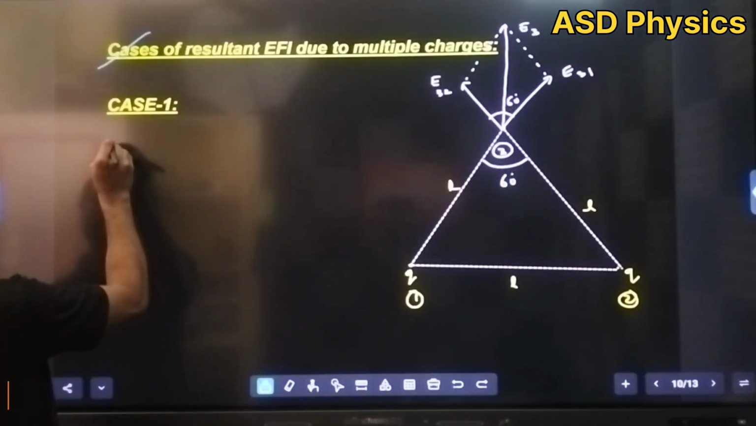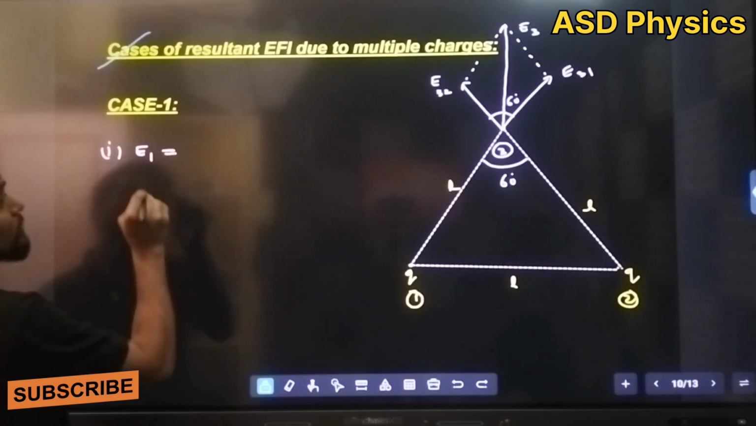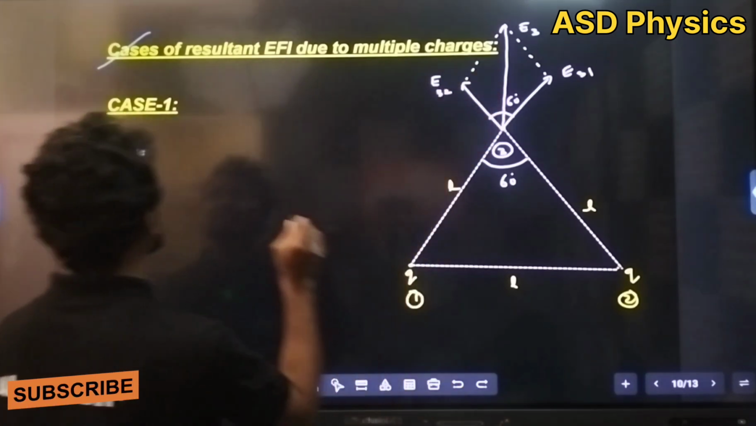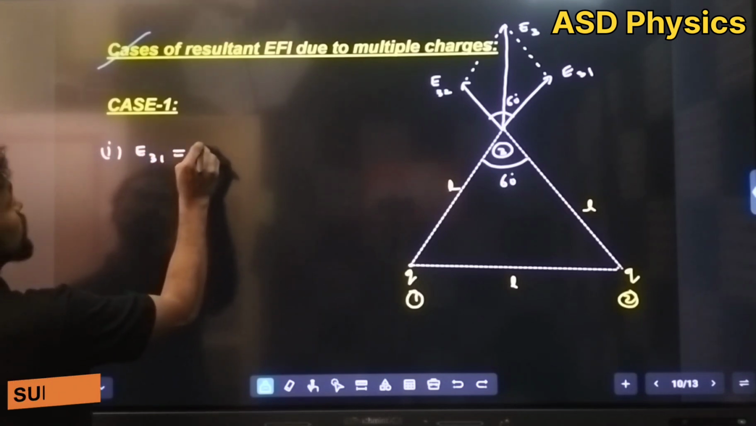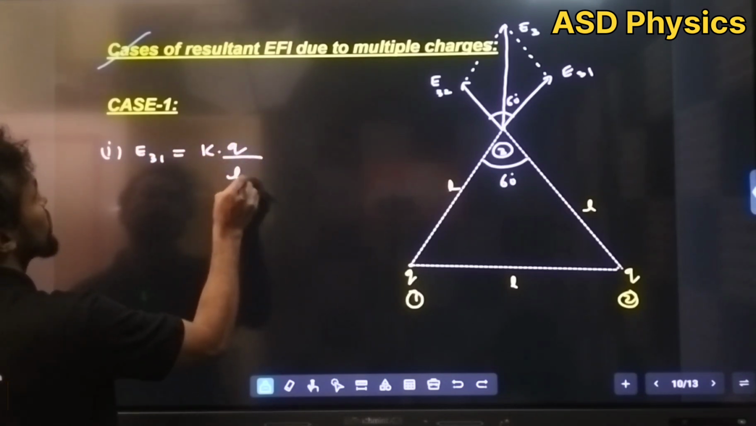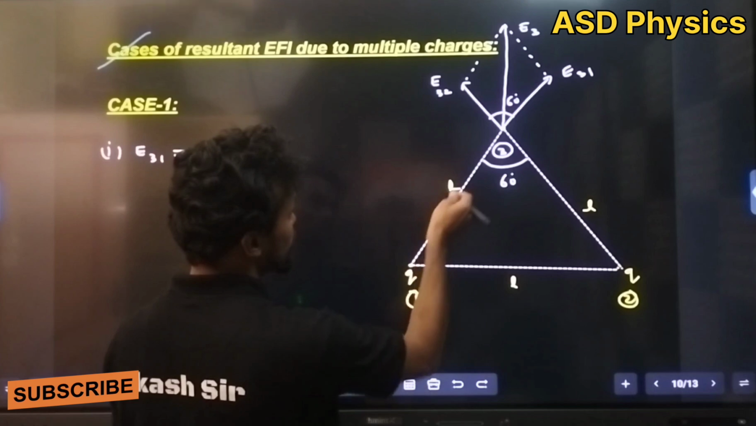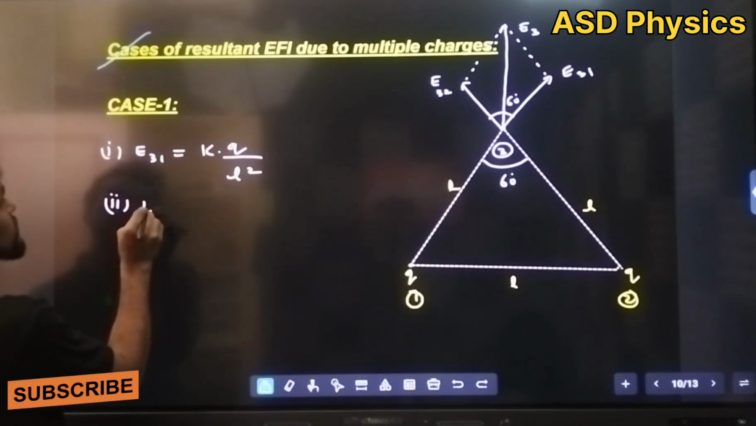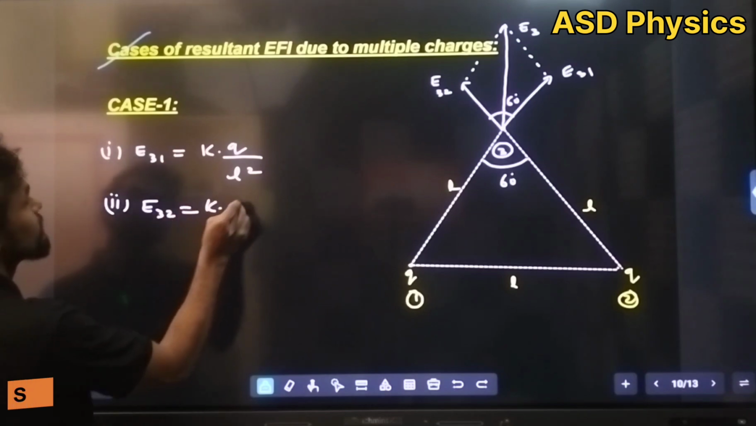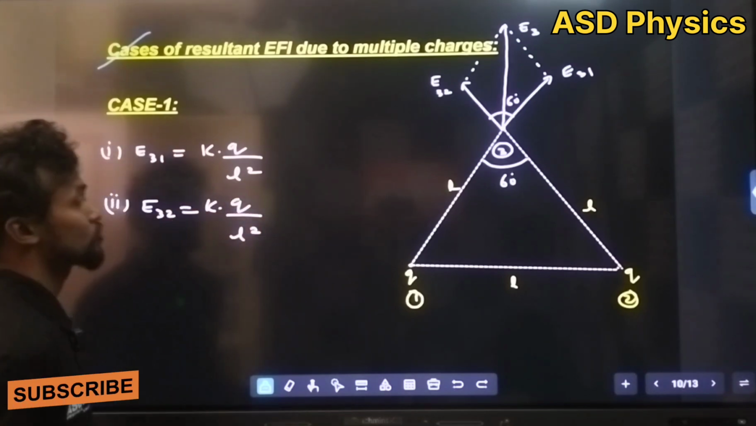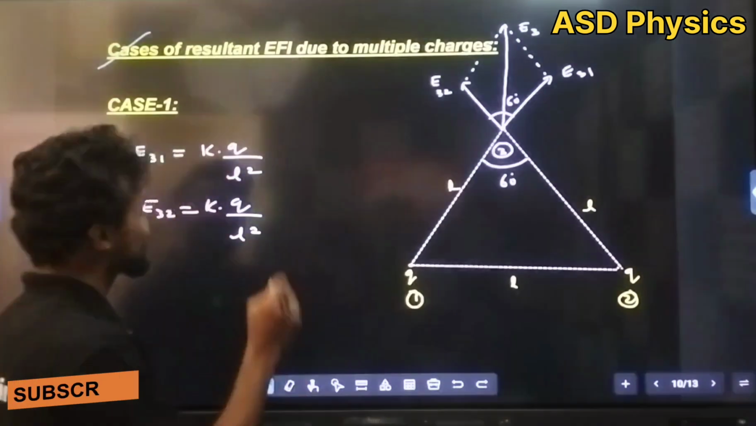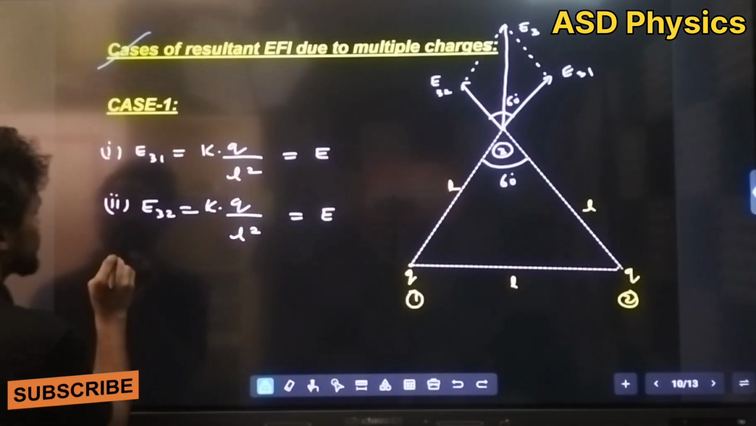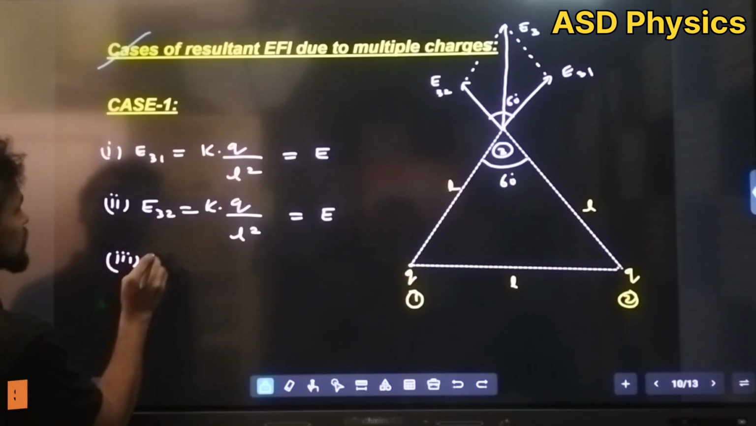So what will happen here? E31, how much is it? K into Q by L square. Due to this one, the charge is Q and the distance is L, so K into Q by L square. Similarly, what will be E32, students? E32 is given by K into Q by L square. Are both the values the same or different? Both are the same magnitude.